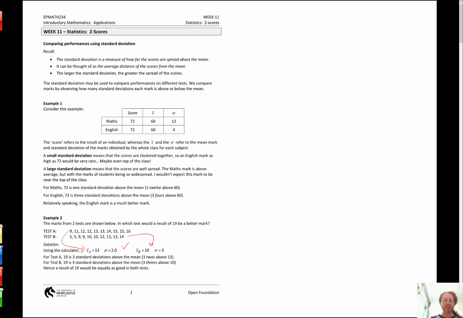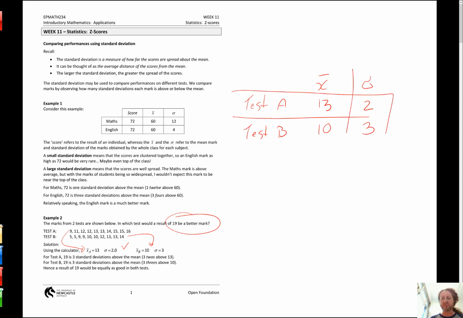The whole question, I should have read the question first. The marks from 2 tests are shown below. In which test would a result of 19 be a better mark? If we look at a mark of 19, here's test A and here's test B, and we'll just summarise. Test A, the class had a mean of 13. Test B, the class had a mean of 10. Here's that little lower case sigma, which was standard deviation. Sigma was 2 for test A and was 3 for test B. So here's my little summary.